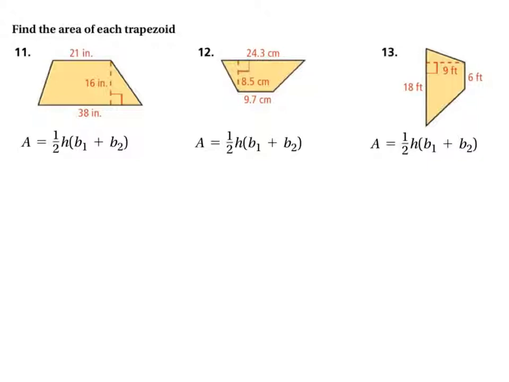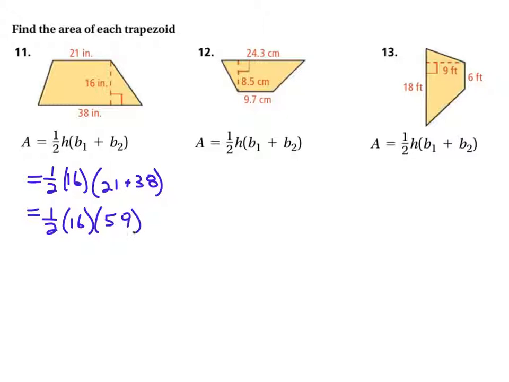So what we're going to do here is just take the measurements and fill them in. We're going to say the area is equal to 1/2 times the height, which is 16, times base 1 plus base 2, 21 plus 38. You can use your calculator on this, of course. But I'm going to do a couple of steps. First, I'm going to add what's in parentheses because that's the order of operations. And we get 21 plus 38 is 59.